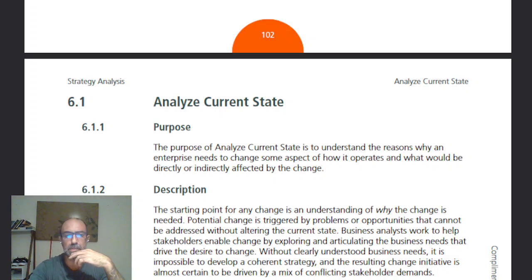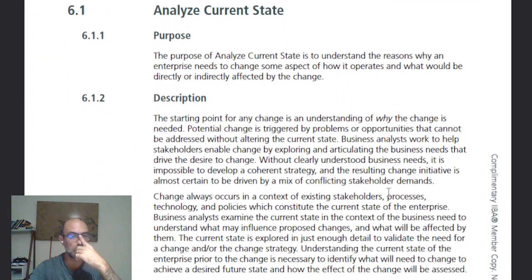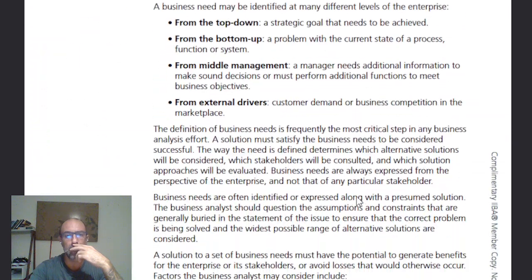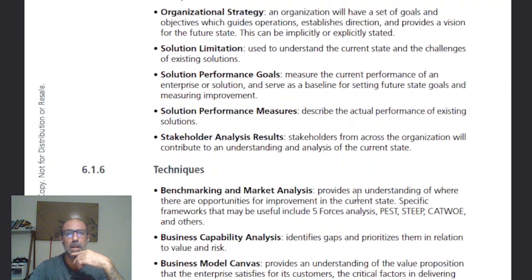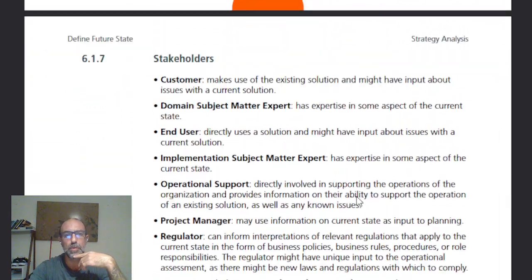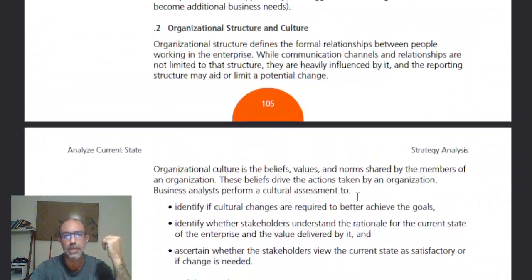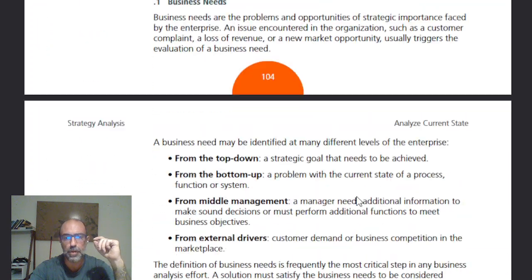So earlier we discussed in the previous video what strategy analysis actually is, and now we're going to analyze the current state. So it's the same format, right? What's the purpose? What's the description? What are the inputs? What are the elements? What are the tools we use? Who are the stakeholders? And basically the guidelines and tools, the techniques, the stakeholders, and the outputs that we get until we get to a different chapter. So these kind of flow behind each other, right? 6.1, 6.2, 6.3, and all the good stuff.